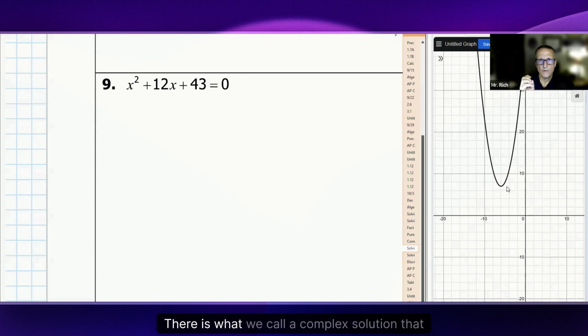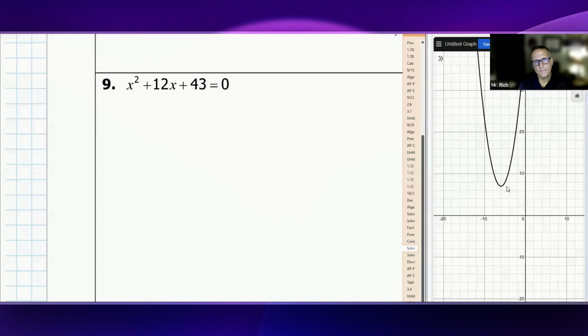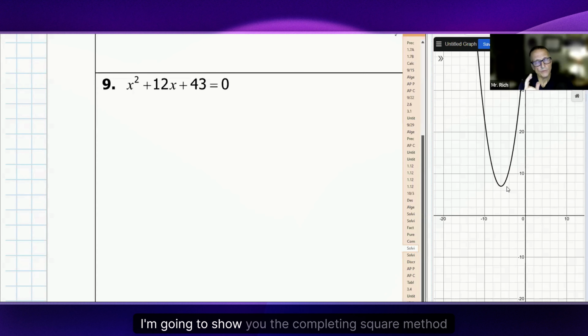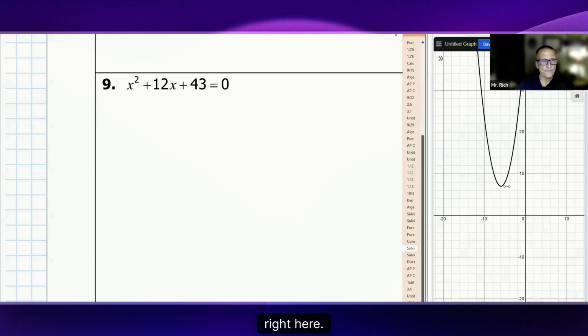There is what we call a complex solution that involves negative square roots, or it involves our imaginary unit I, and we need to find out what those are. I can do that by either completing the square or by the quadratic formula. I'm going to show you the completing the square method right here.